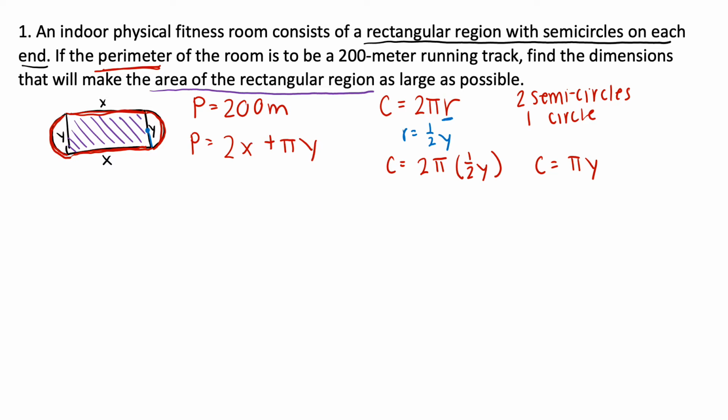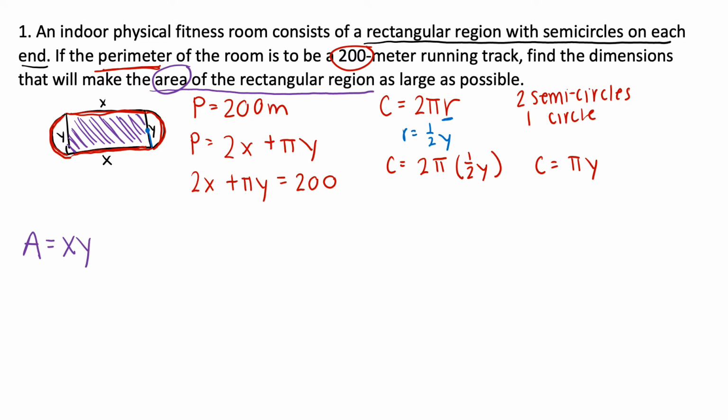Okay, so we have the perimeter equation, and they're telling us that that's equal to 200. So let's take 2x plus pi y and set it equal to 200. Now we have an equation with two variables. Because we have two variables, we need a second equation. So let's look at what we want to actually find. We want to maximize the area of the rectangular region, so just this inside part. So we're looking to maximize area of that rectangle, which is just xy.